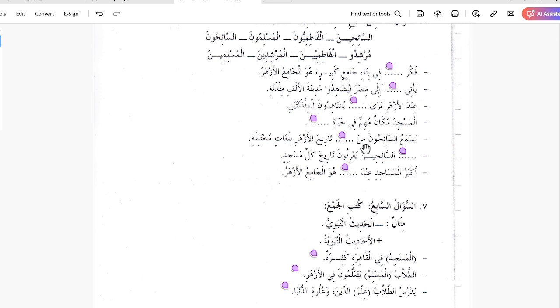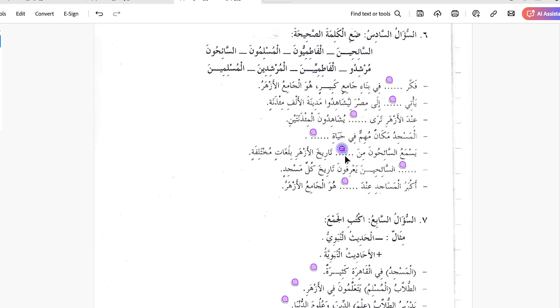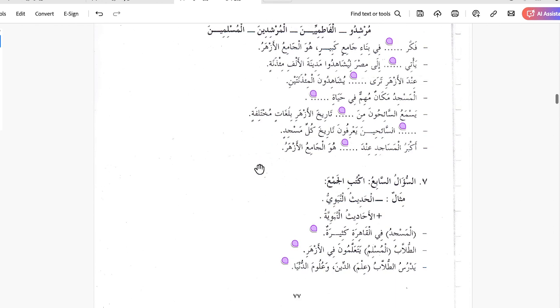Yasmau as-saihuna, the tourists, they listen from who? From the guides. So al-murshidina, from the guides. So murshidina is ism majroor because it is coming after min. So we can't use murshiduna here or murshidu here. So the tourists, they listen from the guides. What they listen? Tarikh al-Azhari. So Tarikha is maful, the history of al-Azhar bi lugatil mukhtalifatin, in different languages.